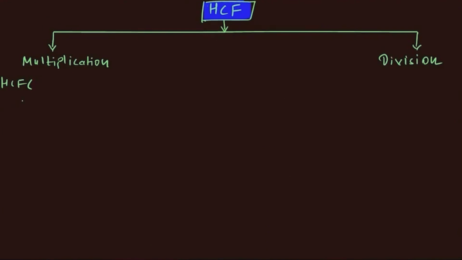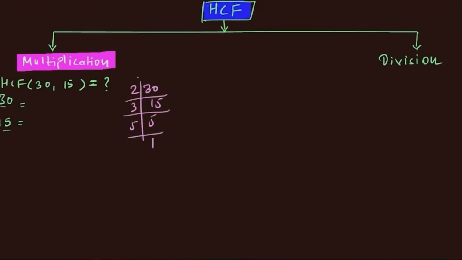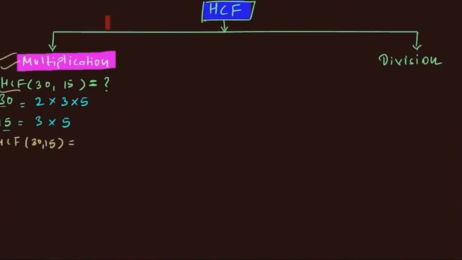Say for example, I want to find the highest common factor of 30 and 50. So let us see how we can find the highest common factor by multiplication method. So here we have two numbers 30 and 50. I think you already know how to factorize a number. For example, we can factorize 30 as 2 15s are 30, 3 5s are 15 and 5 1s are 5. This means that 30 is equal to 2 into 3 into 5.